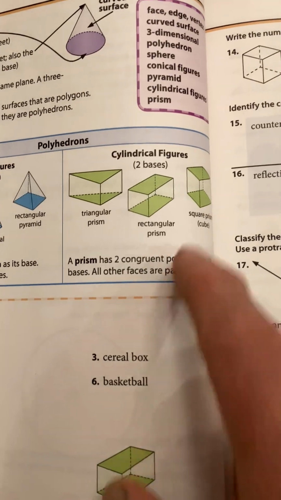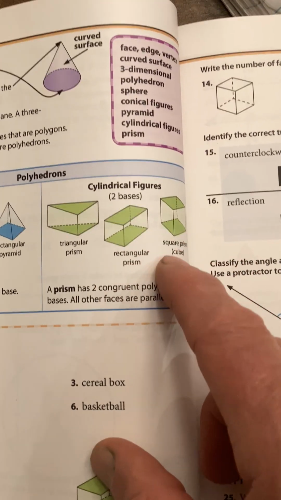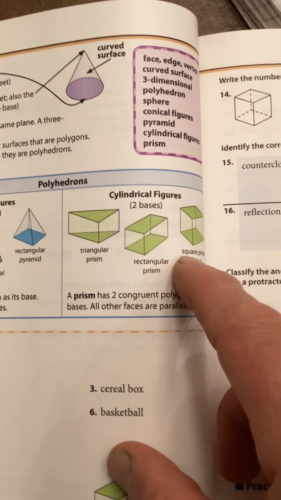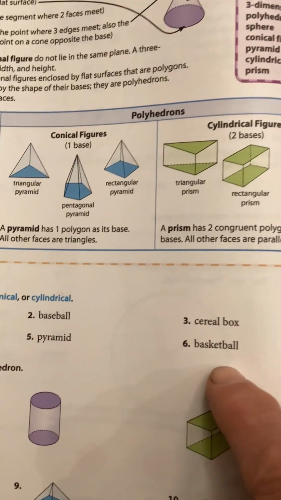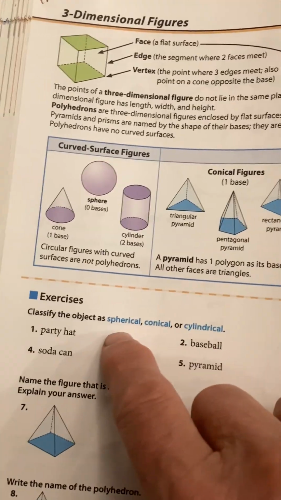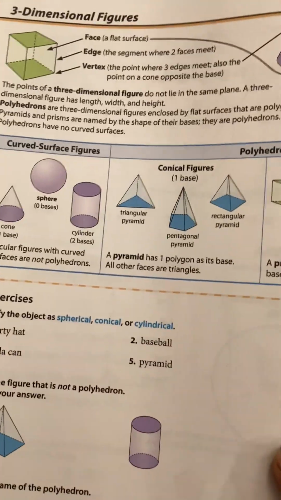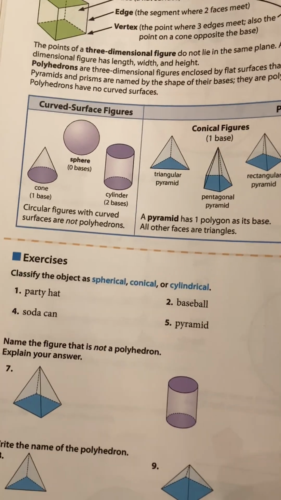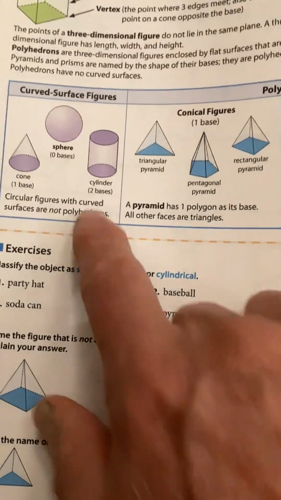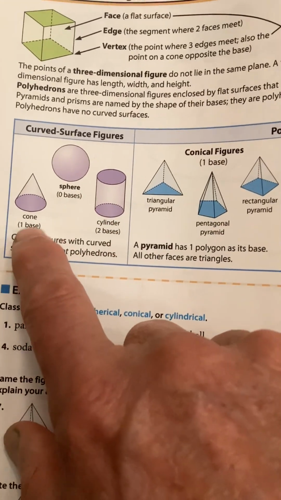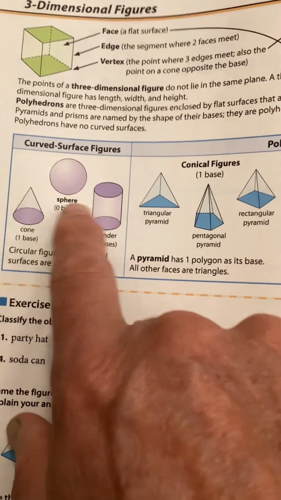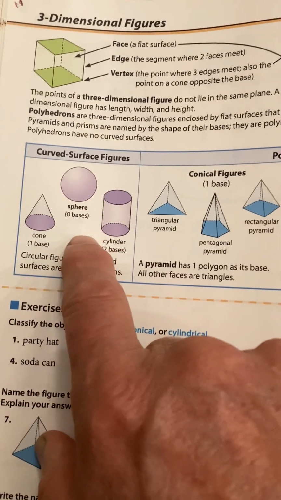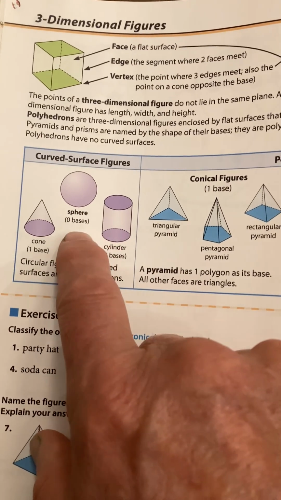That's what these are. So, a cereal box, well, that would be a rectangular prism. And then a basketball, well, that would be spherical. A sphere is a ball. It's a fancy word for a ball. It has no base. A cone has one base, and a cylinder has two bases. So these are your possibilities with circles involved.